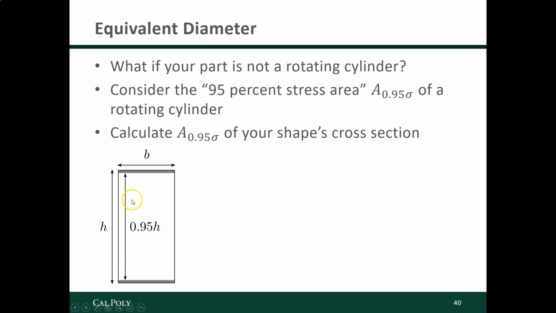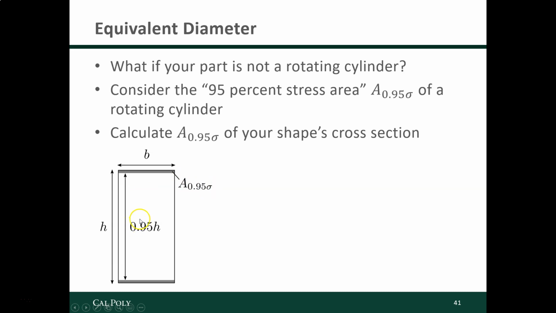The stress increases linearly with the distance from the neutral axis. So this shaded region is 95% out to the outermost fibers of the beam towards the top, and 95% of the way towards the outermost fibers of the beam on the bottom. This shaded region is the 95% stress area of a non-rotating rectangular cross-section.